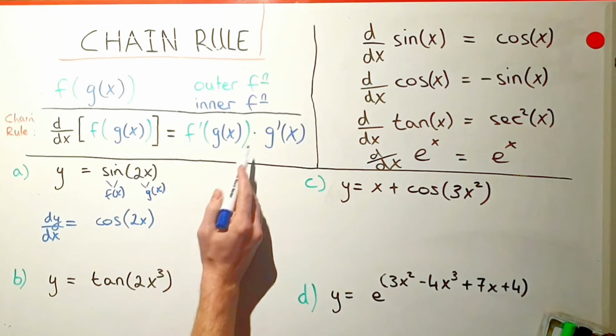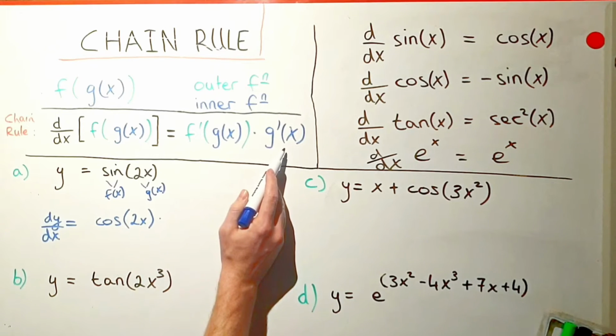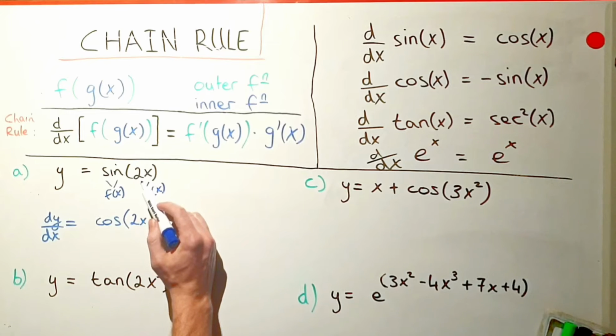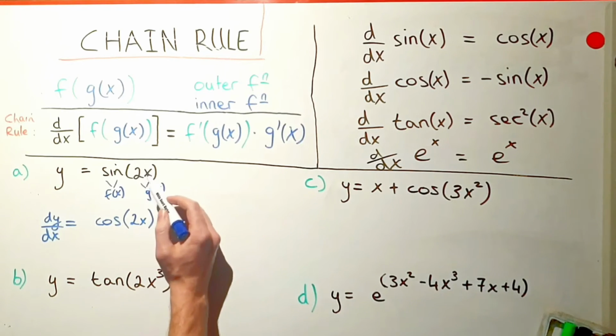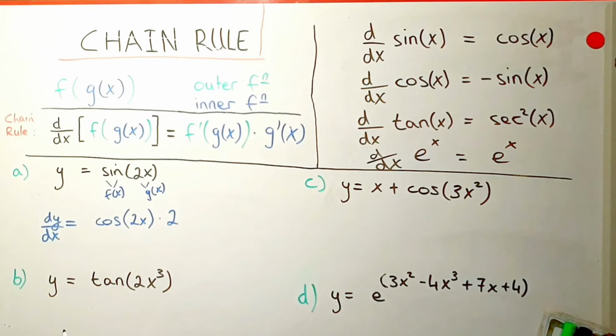And now we're told that this expression is in product with that inner function differentiated. So now what we have to do is we have to go back to this inner function and differentiate it. We know that 2x differentiated is just 2. So that's going to be cosine 2x by 2.